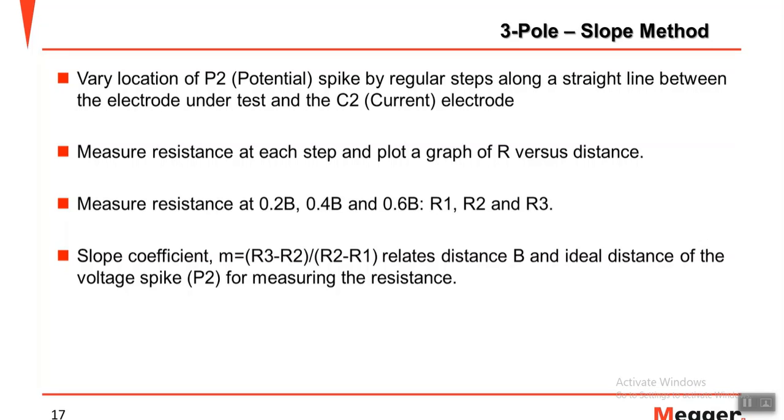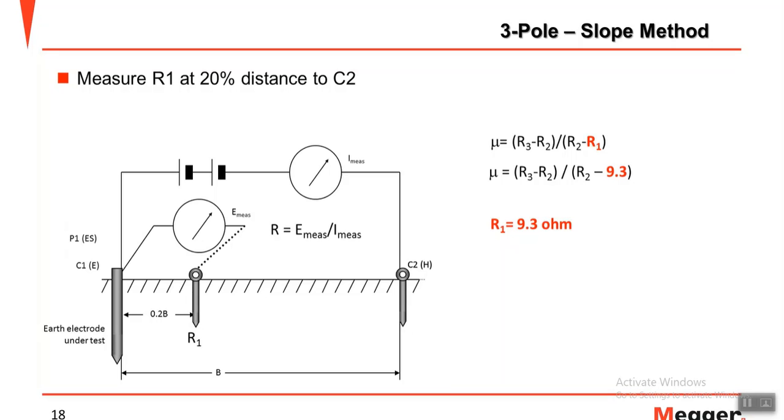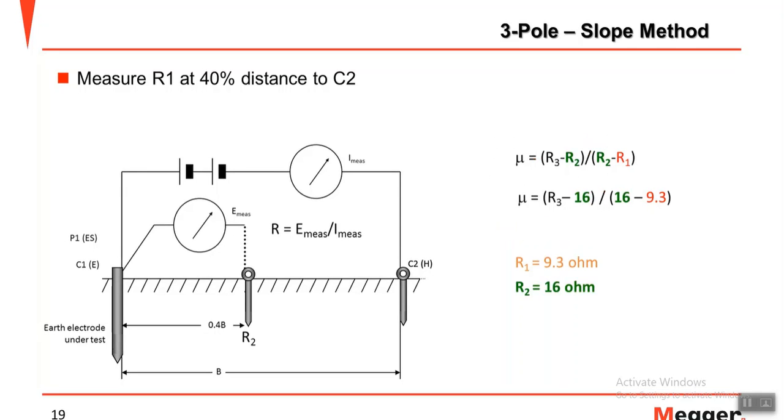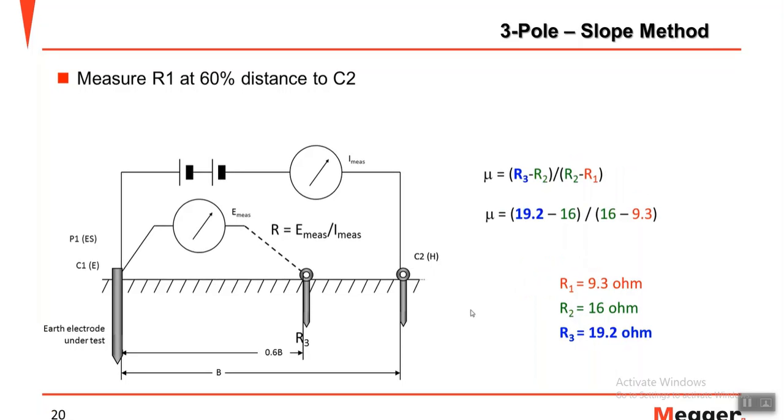I will show you in the next slide the first measurement, this is an example. You get the measurement on the 20% distance, this one, and then you get the R1. In example, you got maybe 9.3 ohm from your instrument test. And then second test, you test again in the 40%. You get maybe 16 ohm with the same procedure, 3 rods. And the last test, you got R3, maybe in this example 19.2 ohm.